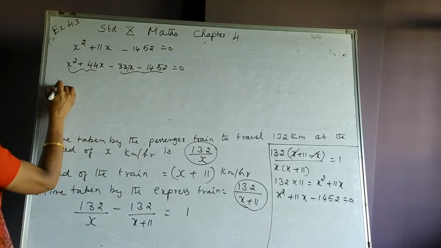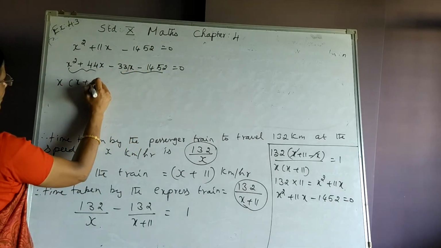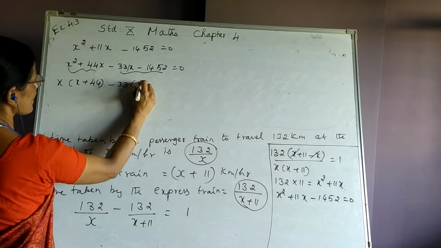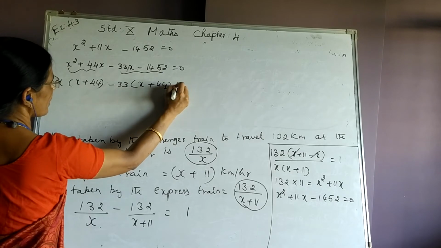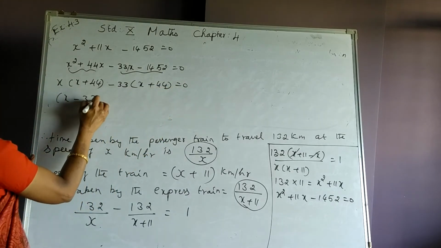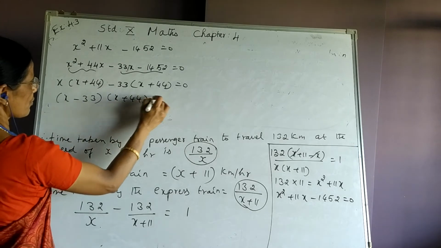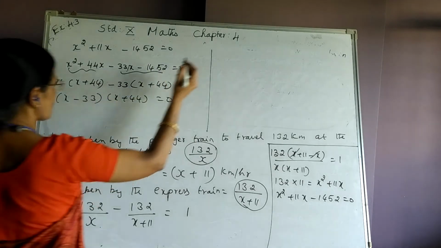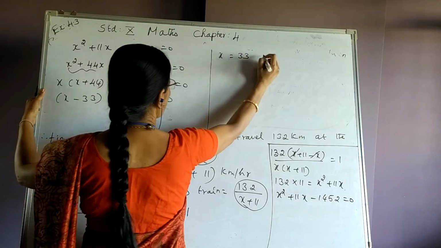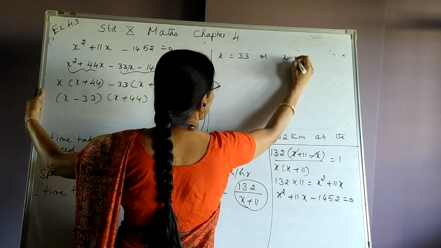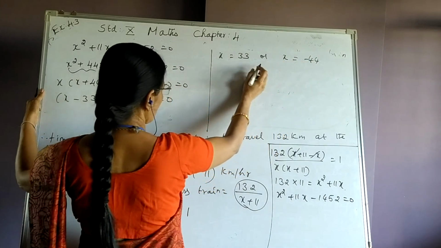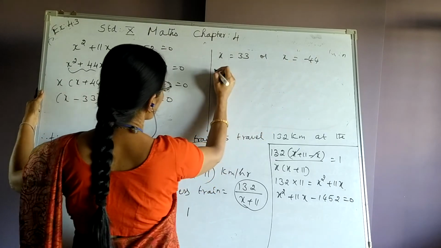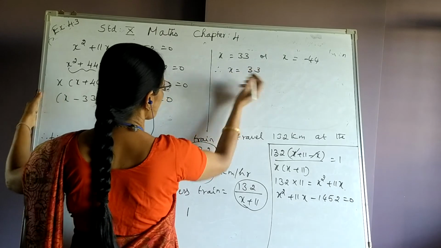Taking the common term, x into x plus 44, x is common here. Here minus 33 is common, x plus 44 equal to 0. Therefore, x minus 33 into x plus 44 equal to 0. Equating each term to 0, we get x equal to 33 or x is equal to minus 44. X is the speed of the train, therefore it cannot be negative. Therefore, dropping this number, we get x equal to 33.